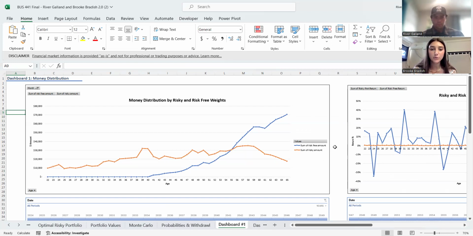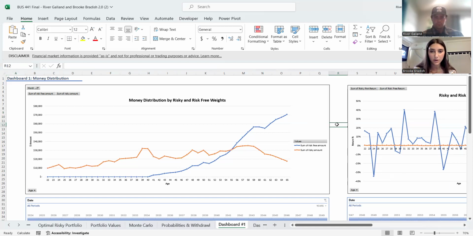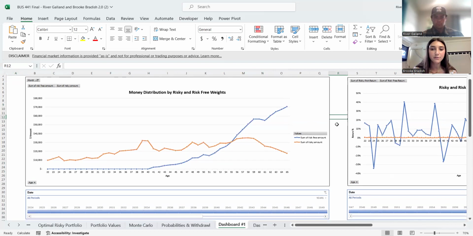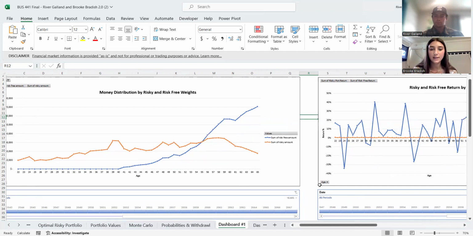We did that by multiplying our portfolio ending value each year by the risky amount weights and the risk-free amount weights. As you can see, at age 65, there will be more money invested into the risk-free amount than the risky amount because the weights were increasing. At 65, the sum of the risk-free amount was about 70,000 versus the risky amount, which was close to 20,000. And we have inserted a timeline so you can interact with that to get the sum of risk-free amount and risky amount by the year that it is.